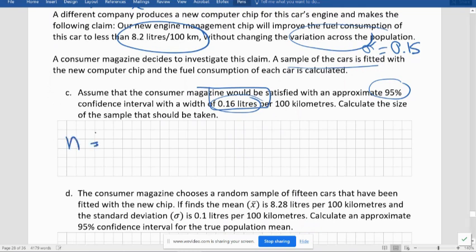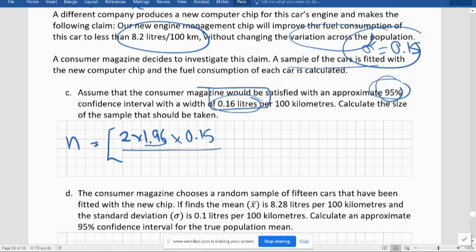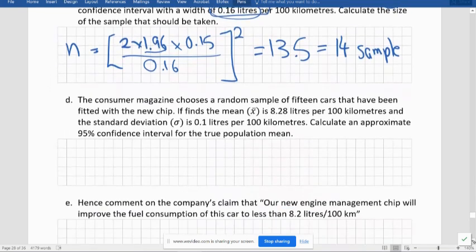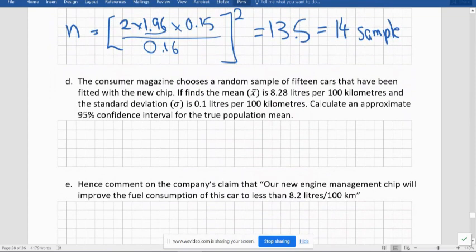So using that formula for n, we just go 2 times 1.96, that's the Z value, because it's 95%, it's 1.96. We put the standard deviation, which you may have missed, okay, it hasn't changed from the previous, and then we put our width. And the answer is 13.5, which would be 14 in the sample, okay. Remember I said before about rounding, it isn't really clear here, but we'll just round up every time, okay, when in doubt.